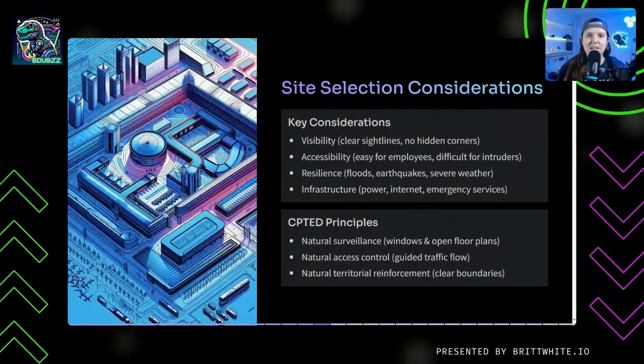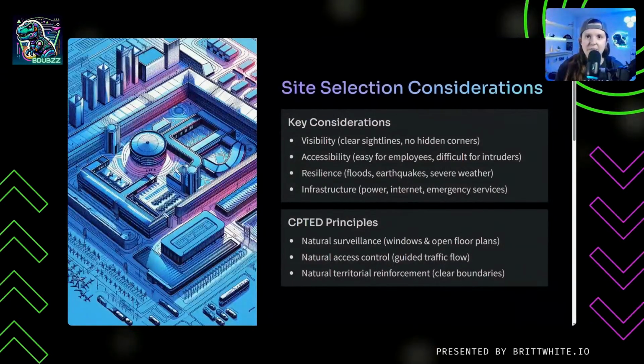Then we've got CPTED. This is crime prevention through environmental design. It uses the environment to stop crime before it starts, and it consists of 3 core ideas. First is natural surveillance. Strategic window placement for clear sightlines, open floor plans to eliminate blind spots, and well-lit spaces with no hiding places. Next is natural access control.